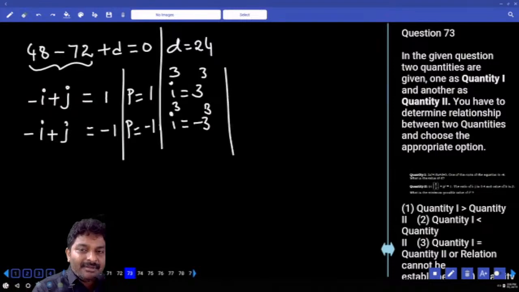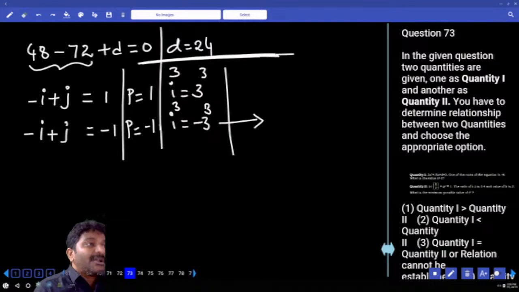Is it about minimum or maximum? Minimum is negative number only. What was Q1? Q1 is positive. Q2 negative. Q1 greater than Q2. Concluded. Understood?